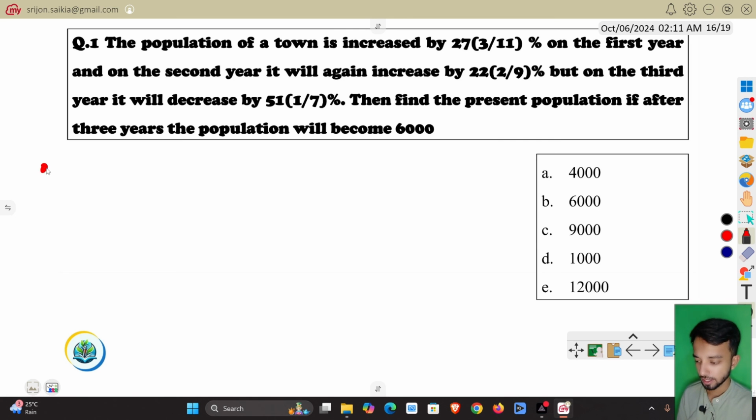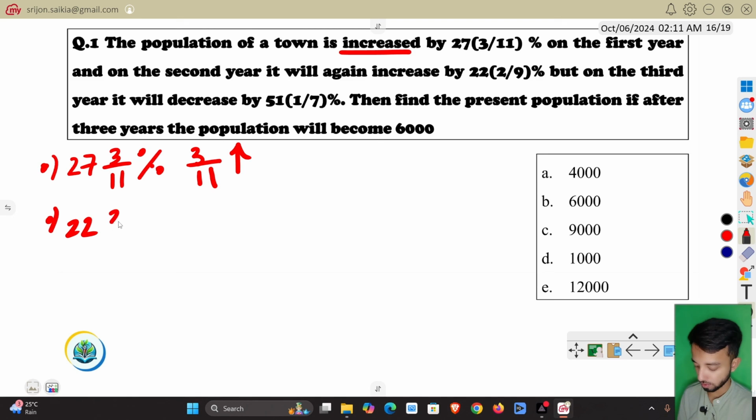How to solve? First thing is your 27 3/11%. How do we write this? We can write it as 3/11. And the population has increased, so we'll write a plus. Second one, we have 22 2/9%, which is equal to 2/9.